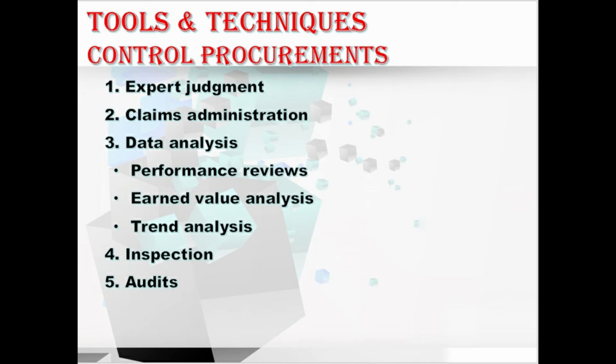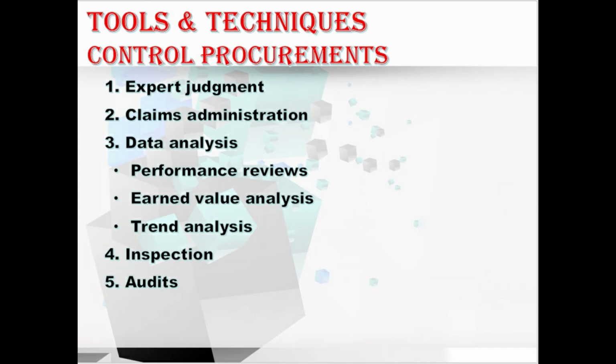Moving to trend analysis. The trend analysis technique can develop a forecast, the estimate at completion, that is EAC, for the cost performance to see if performance is improving or deteriorating, that is decreasing. So this is about trend analysis. Okay, hope you understood about this technique of control procurements.